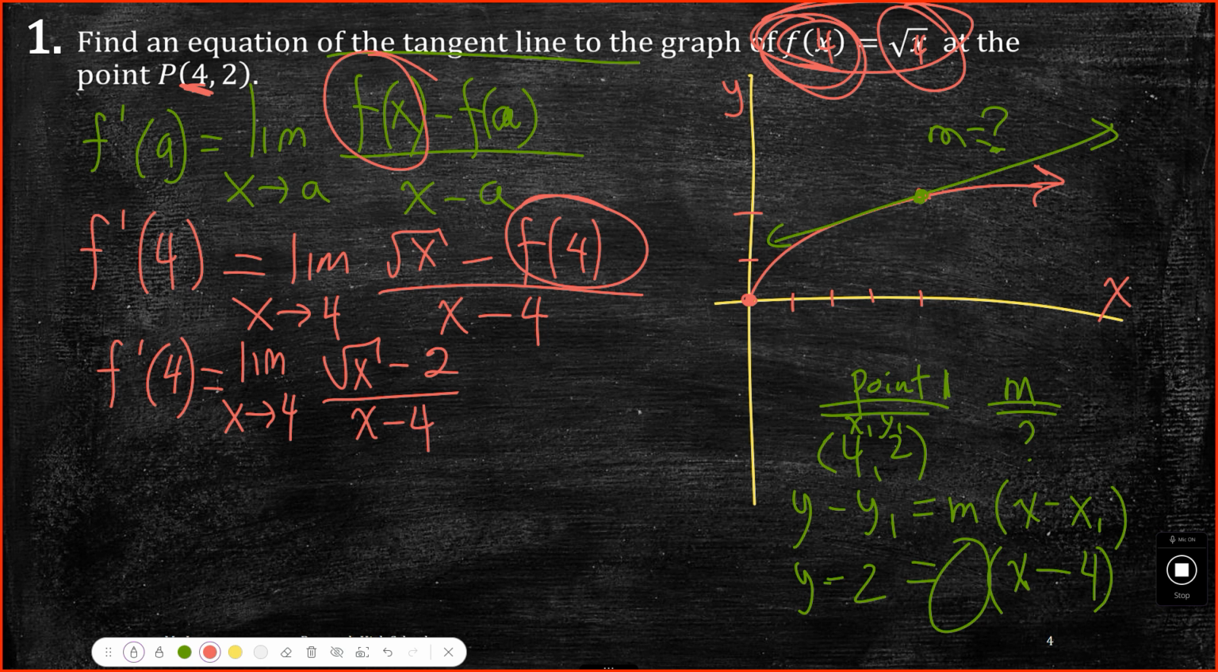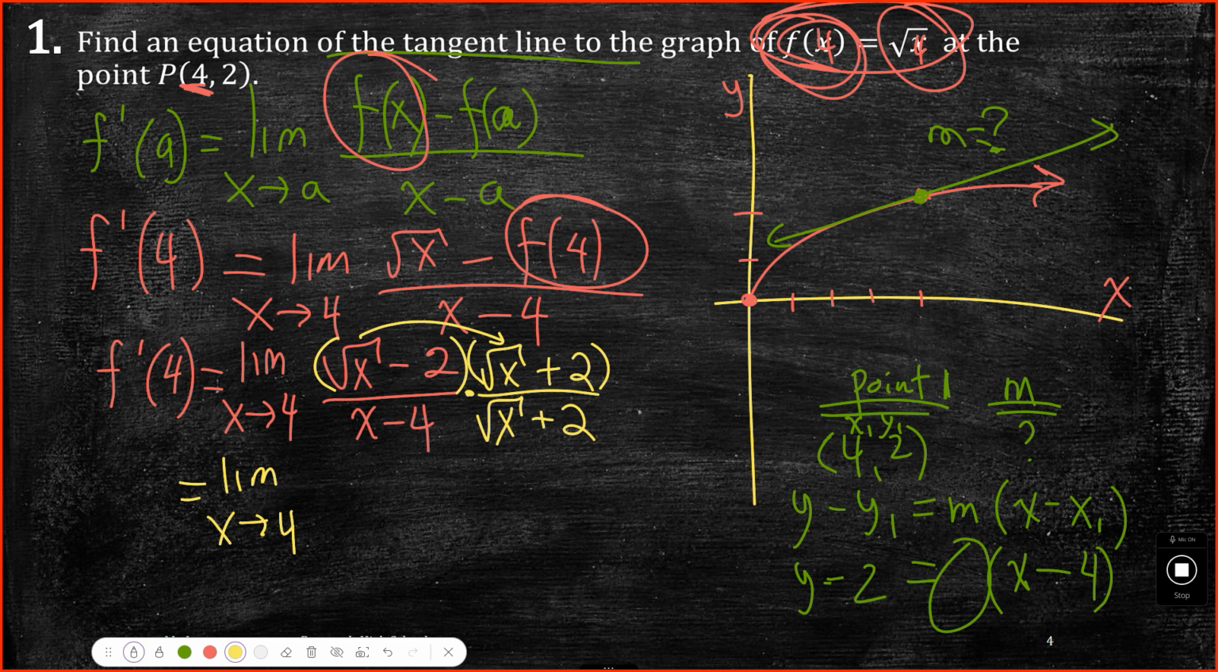To get around that problem, we work with the conjugate. We did that in pre-calc, multiplying by the conjugate to get rid of the problem at the bottom. So multiply top and bottom by the conjugate of the square root of x minus 2, which is the square root of x plus 2, and then we do at the bottom what we did at the top. Multiply out the top, and don't do anything at the bottom because that's the procedure.